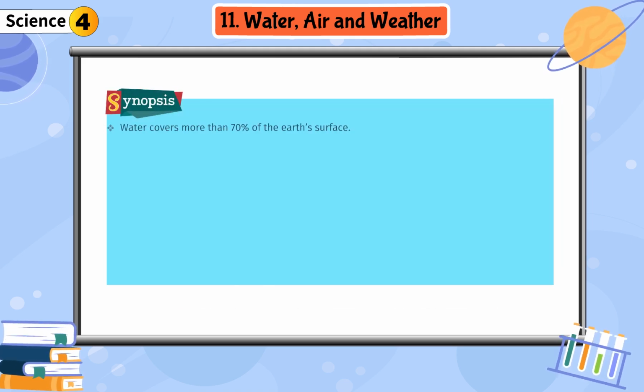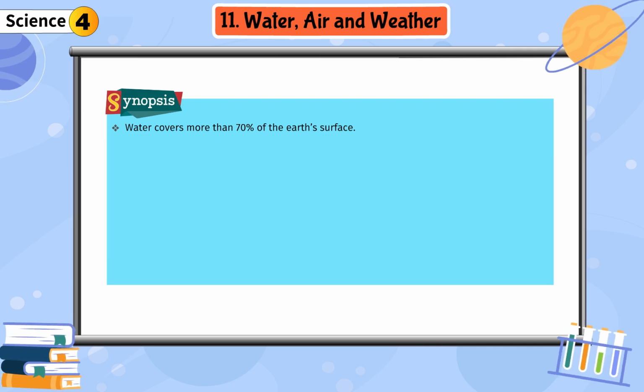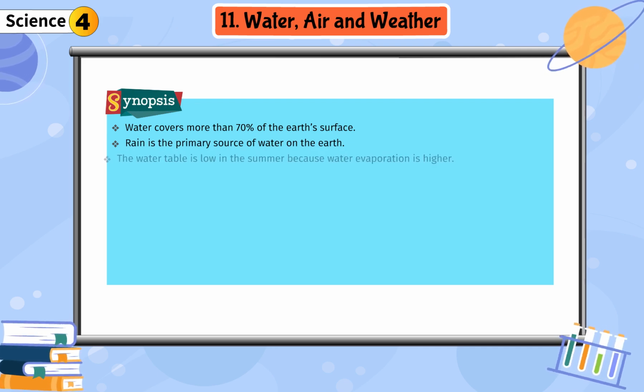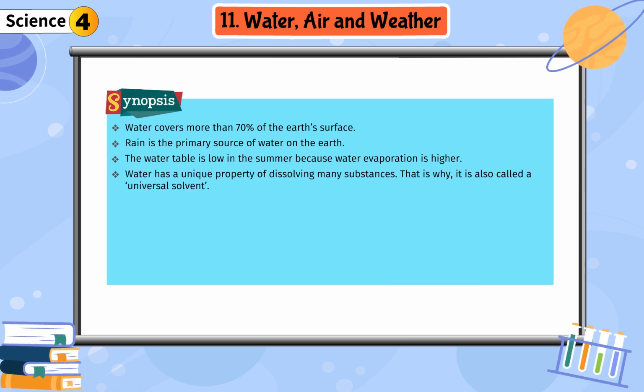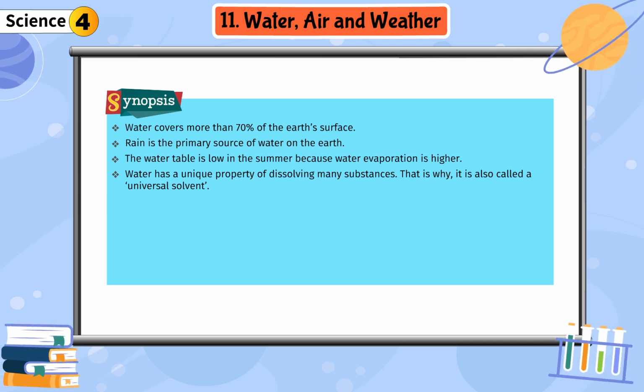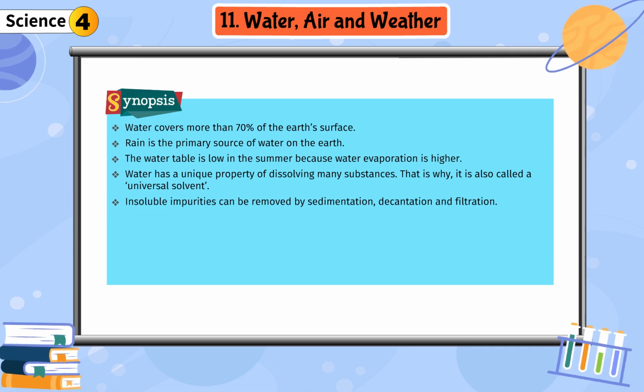Synopsis. Water covers more than 70% of the Earth's surface. Rain is the primary source of water on the Earth. The water table is low in the summer because water evaporation is higher. Water has a unique property of dissolving many substances. That is why it is also called a universal solvent. Insoluble impurities can be removed by sedimentation, decantation and filtration.